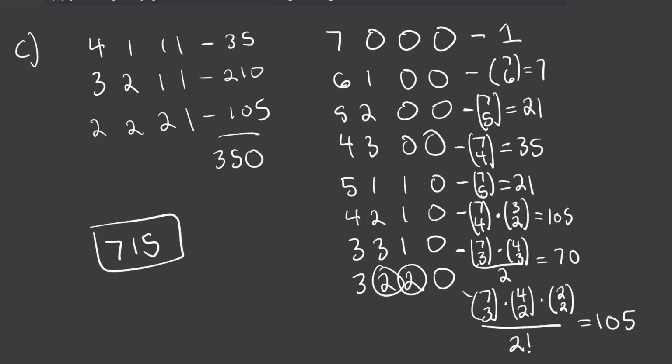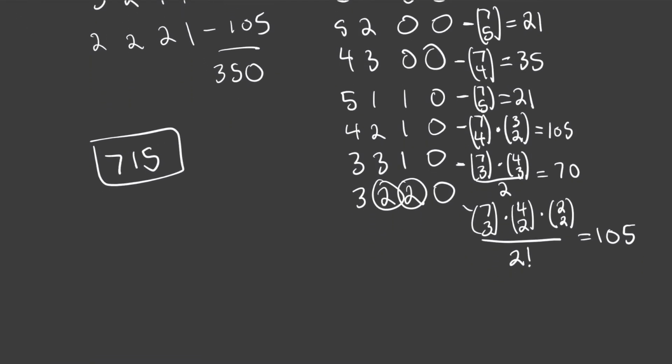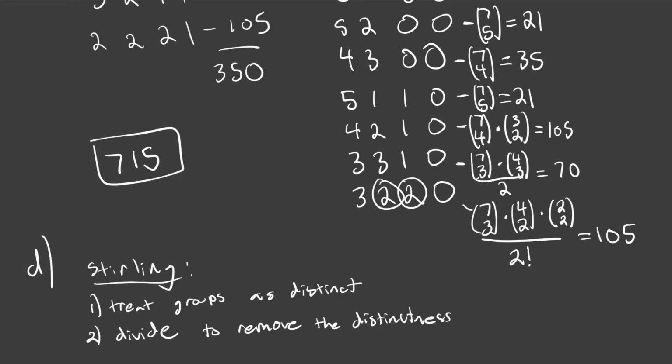Okay, so we did that. We've done that all before, right? So now the real interesting and new part is part D. So how do we get the same result using Stirling numbers? And remember, the Stirling philosophy is to, 1, treat the groups as distinct, and then calculate the number of ways to place distinct items into distinct groups, and then 2, divide to remove the distinctness.